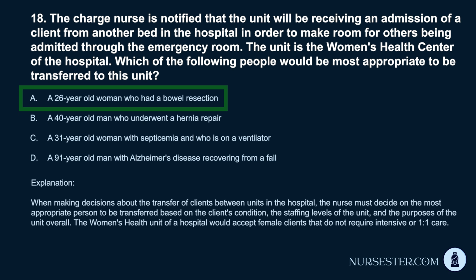When making decisions about the transfer of clients between units in the hospital, the nurse must decide on the most appropriate person to be transferred based on the client's condition, the staffing levels of the unit, and the purposes of the unit overall. The women's health unit of a hospital would accept female clients that do not require intensive or 1:1 care.